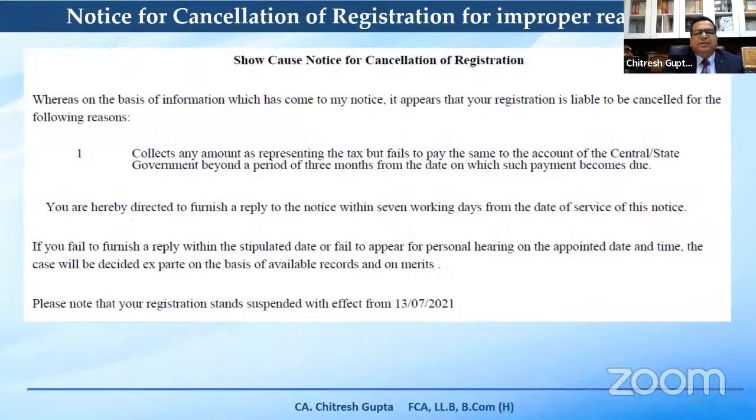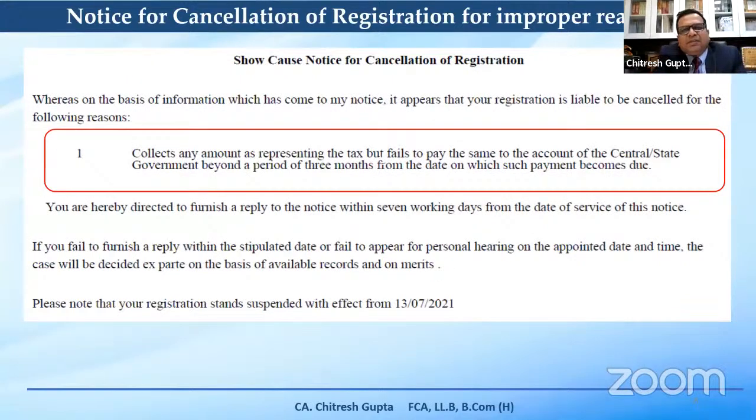Now, another example: in notices for cancellation of registration for improper reasons, in some cases I have seen the reason that the taxpayer collects any amount as representing the tax, but fails to pay the same to the account of the central or state government beyond a period of 3 months from the date on which such payment becomes due.